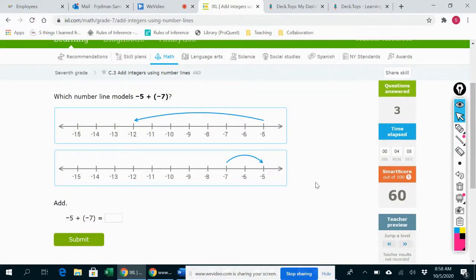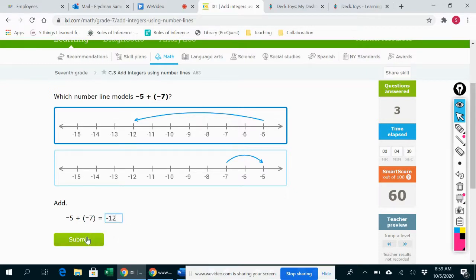-5 plus -7. So we're going to start at, remember, we always start at the first number. Okay, so we're going to start at -5, and then when we add a negative, we move to the left. So that would be this one over here. We're starting at -5, and then moving to the left 7 spaces, we would land on -12.